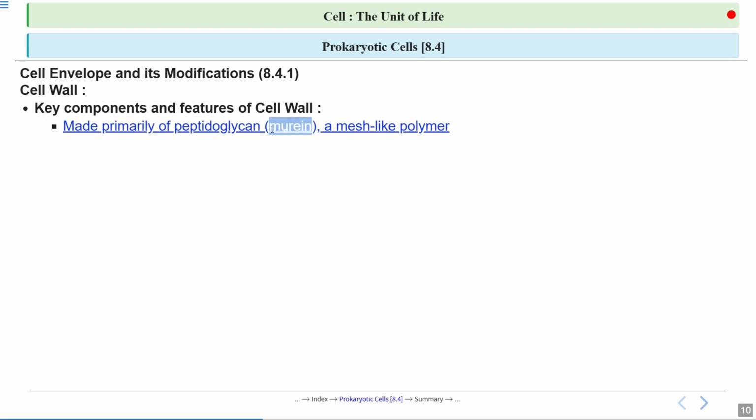Peptidoglycan is also known as murein. Archaebacteria consist of pseudomurein. This peptidoglycan is a mesh-like polymer. Clear?